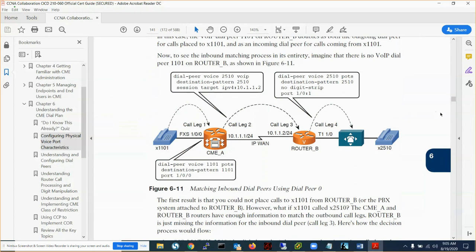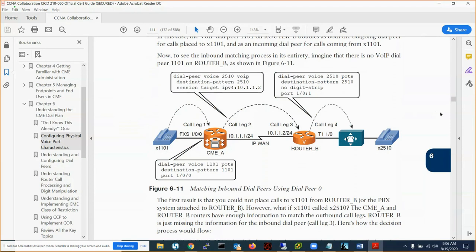Just a match on the incoming dial pair. The call will still complete because there's an outgoing dial pair, right? But like I said, if you don't have an outgoing dial pair, well then case closed, nothing can happen. So you must remember we said that you must match an incoming dial pair and you must match an outgoing dial pair. Outgoing dial pair is the most important. You must have an outgoing dial pair for the call to complete, right?